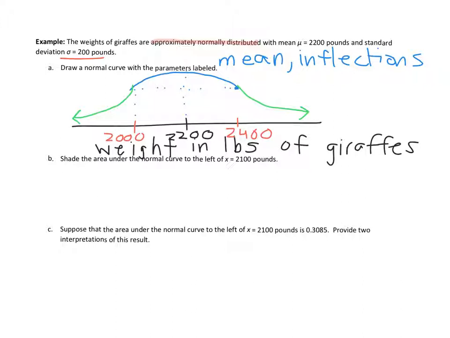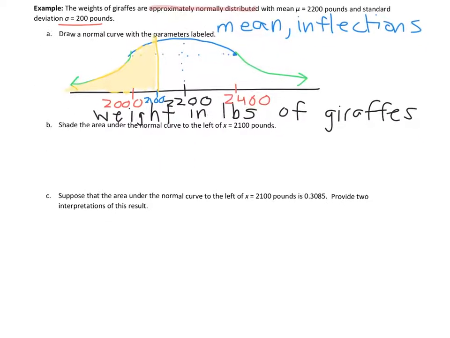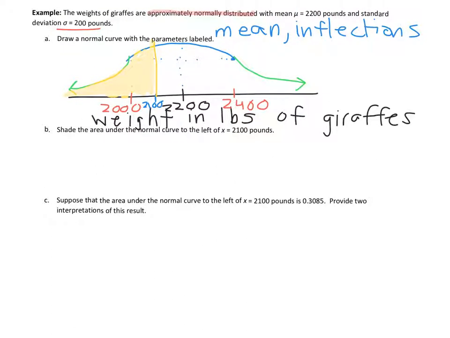All right, so let's see what part B. Shade the area under the normal curve to the left of x equals 2,100 pounds. All right, well that's about halfway between 2,000 and 2,200. Okay, so they want us to shade the area to the left. All right, so like less than 2,100 pounds. Now, suppose the area under the normal curve is 0.3085. So I'll just write that, 0.3085.